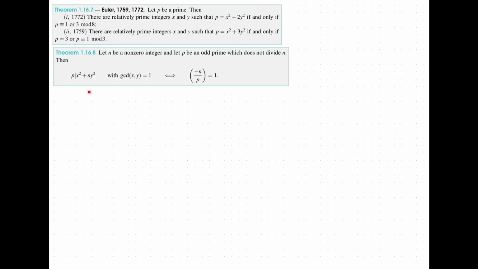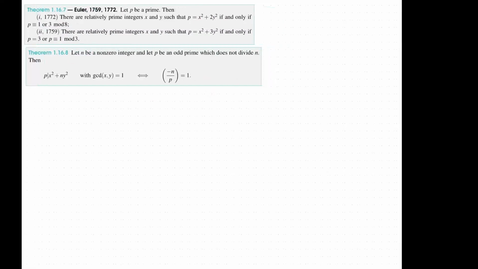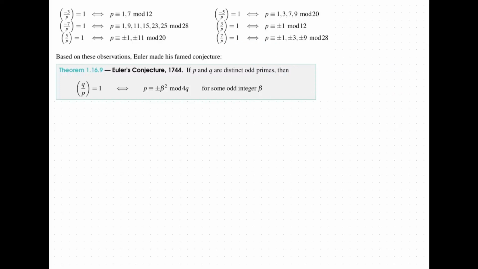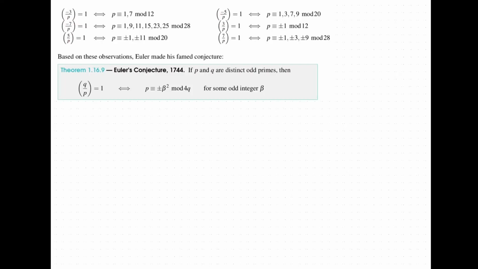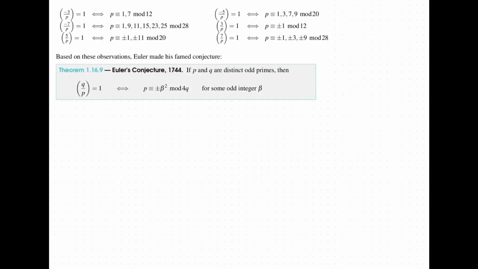So specifically, this theorem was known to him as early as 1744, and in fact, he came upon his famous conjecture. Based on numerical computation, he realized that if we look at the Legendre symbol of -3 on p, then -3 will be a perfect square mod p precisely when p is congruent to 1 or 7 mod 12. And then he made similar statements for -7, 5, -5, 3, 7, and so forth. And with that information, he saw a pattern arise.